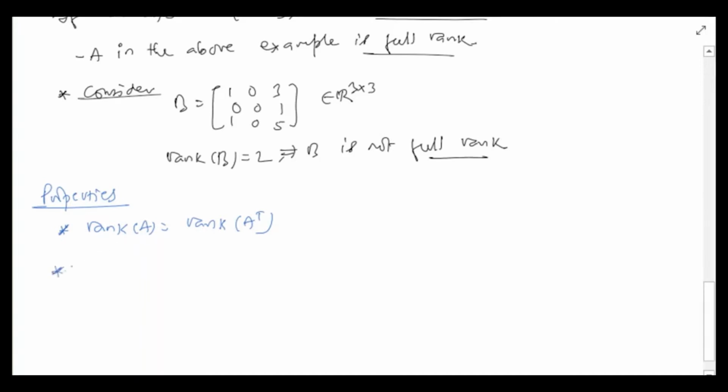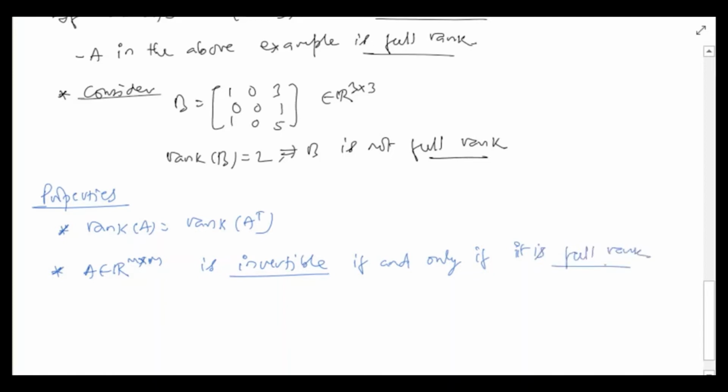Then the next property is that a square matrix A is invertible if and only if it is full rank. For example, the matrix B in the above example is not invertible.